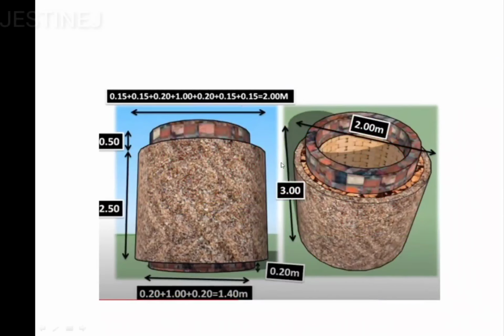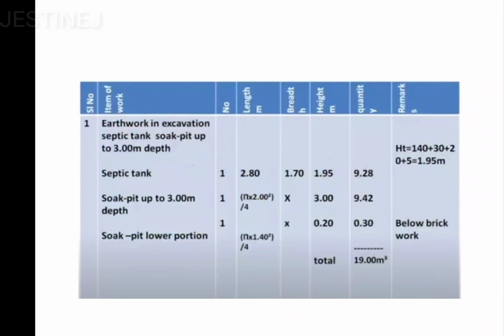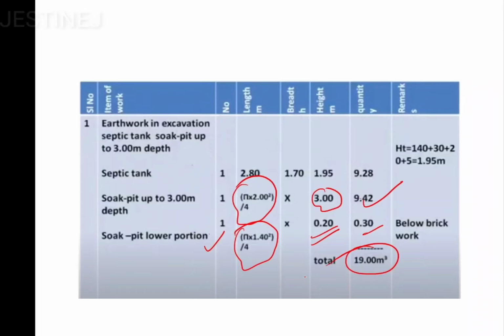So this is the 3-dimensional view. So now you move on to the soak pit up to 3 meter depth. You can clearly see that the area, that is pi d square by 4 multiplied by the height, you get 9.42. And the soak pit below lower portion is going to be pi multiplied by d square, it is going to be 1.4 square by 4, and the height it is only 0.2. You will get 0.3, and after that you have to add up all those values. You will get 19 meter cube.